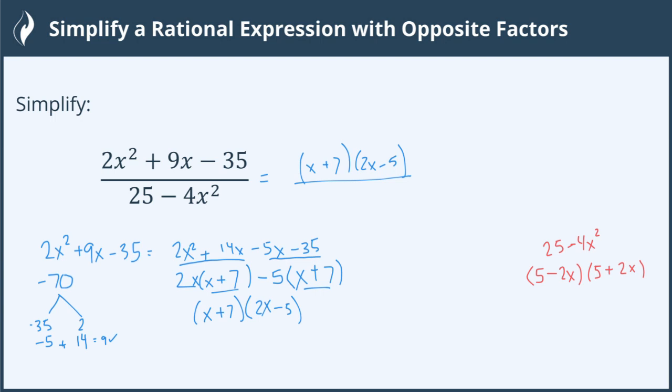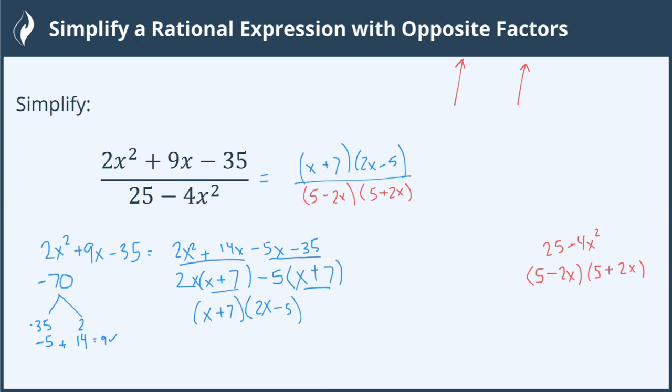Now you might notice when I put this in here that we have some terms that are pretty similar to each other, but they're not exactly the same. This is what it means when it says opposite factors. So if you look right here, 2x minus 5, that's pretty close to 5 minus 2x, right? But it's not exactly the same. Their signs are wrong. So these are what are called opposite factors. We can't cancel them out as they currently stand.